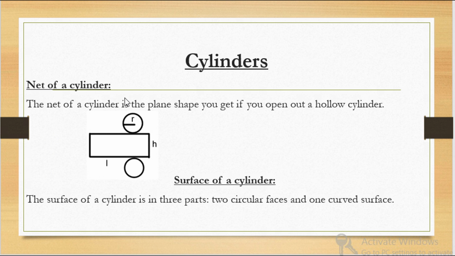I know you must have seen a cylinder, the can of your milk. There are so many cylinders around you in your homes. Now let's discuss the net of a cylinder. We said the net of a cylinder is the plane shape you get if you open out a hollow cylinder. So for you to be able to form a cylinder, we need the net.